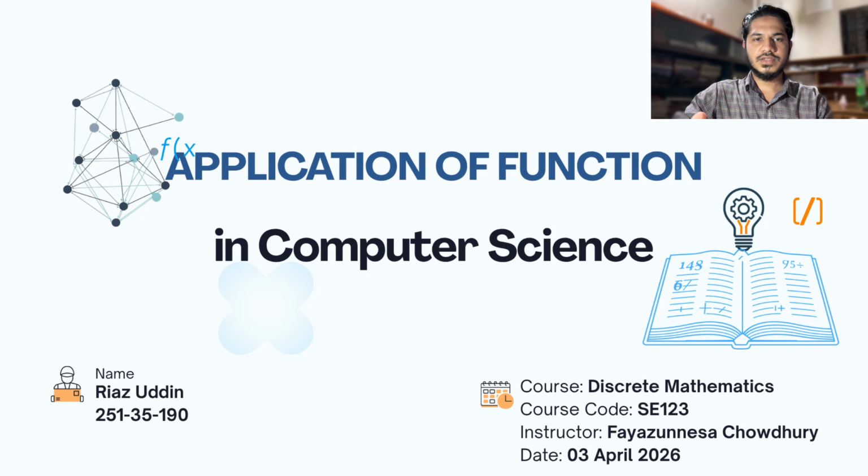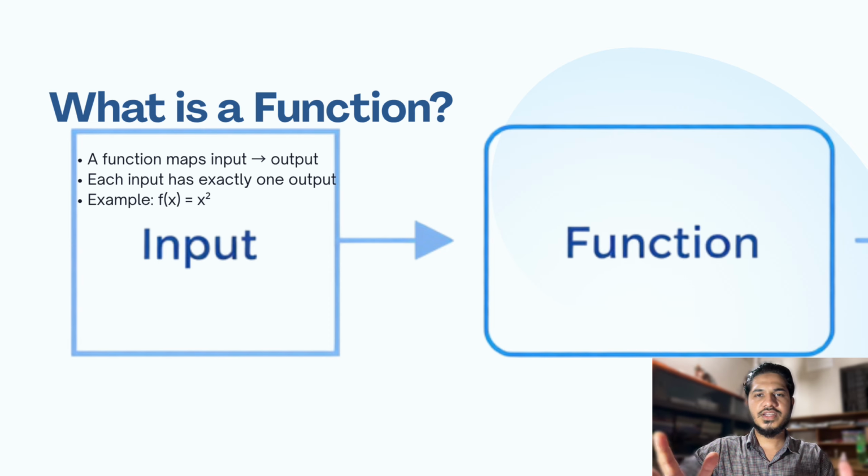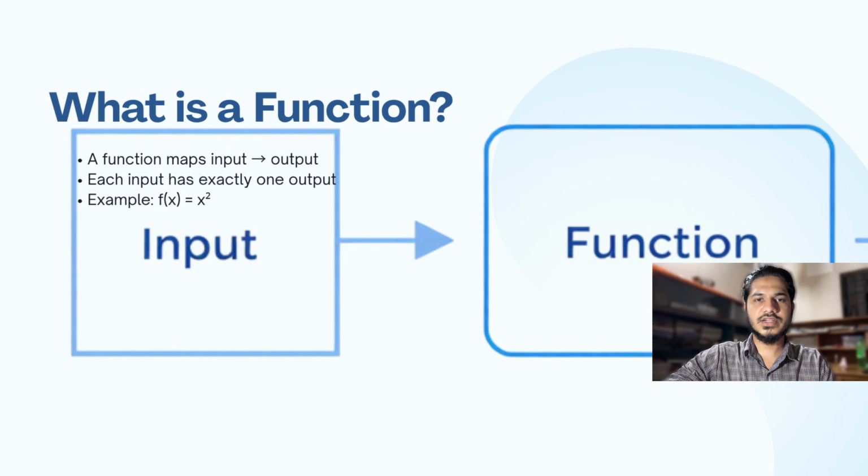Today I am going to present my topic, Applications of Function in Computer Science. What is a function? A function is a rule that takes an input and gives an output. In mathematics, each input has exactly one output. For example, if we have f(x) = x squared, then if we input 2, the output will be 4. This idea is very important because it helps us process data in a clear and structured way.